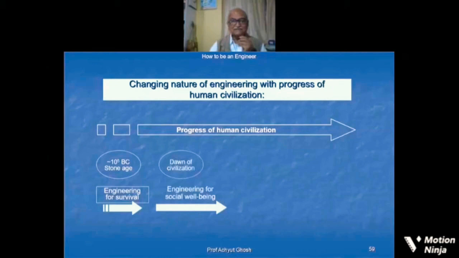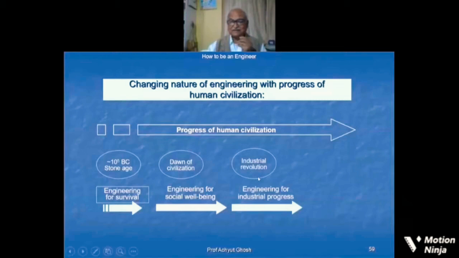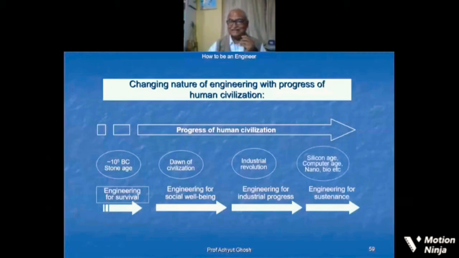Next is the dawn of civilization, engineering for social being. Industrial revolution, engineering for industrial progress, which is almost killing us. And this is the Silicon Age. I don't know whether the Silicon Age will be able to solve the problem created by the engineering for industrial progress.